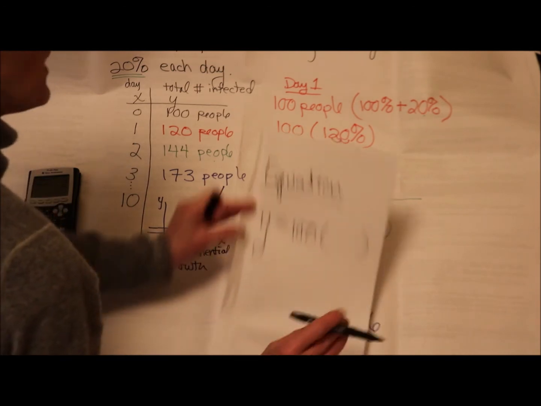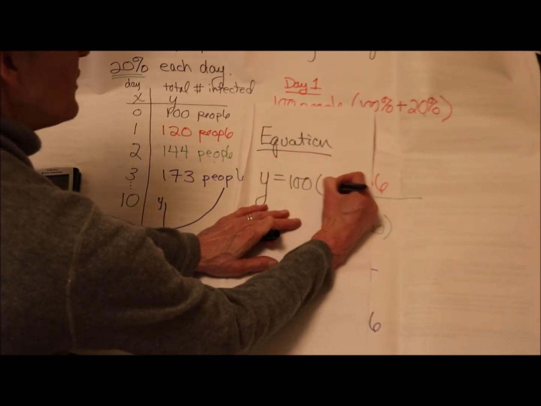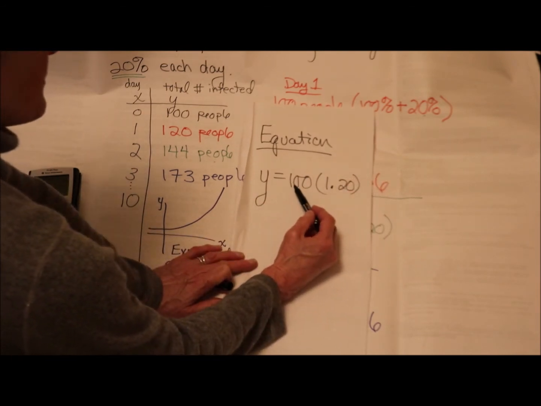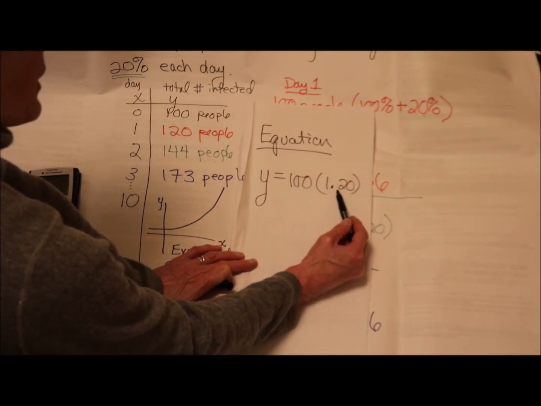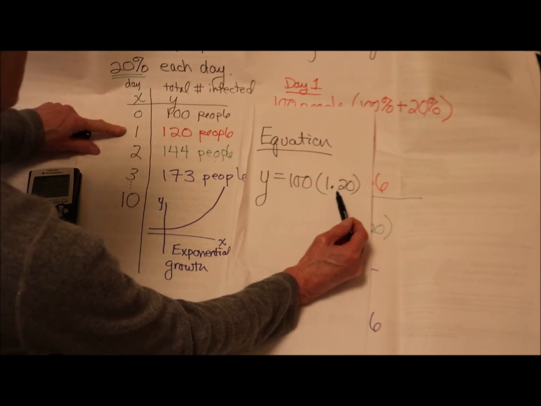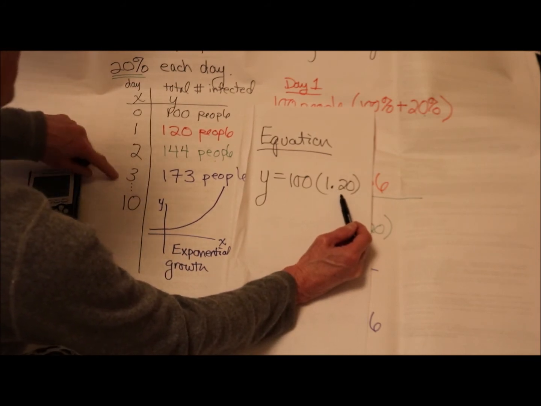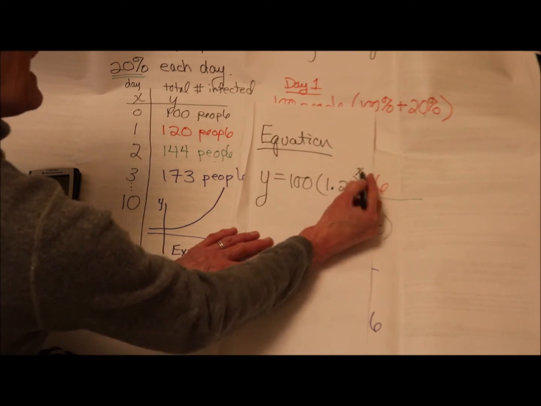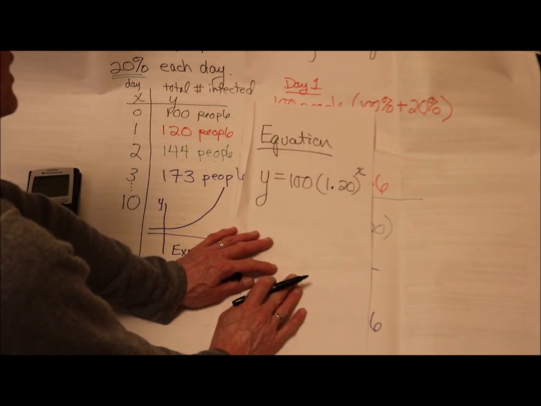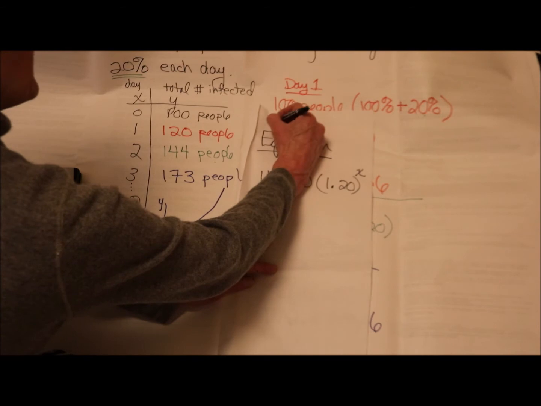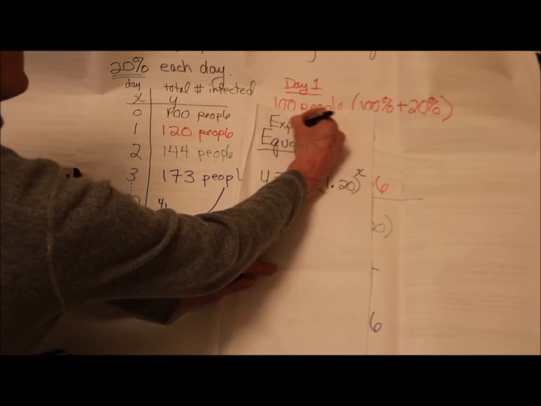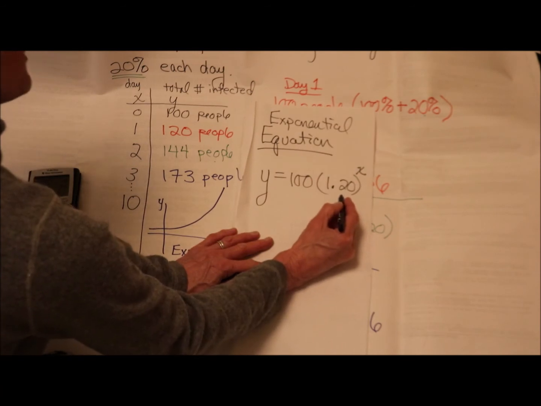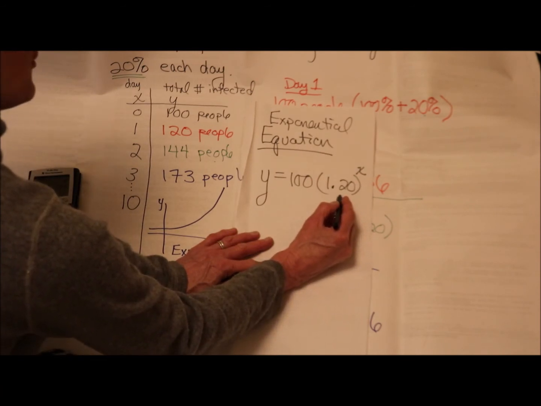Oh, I kept multiplying by 1.2 or 1.20, right? I multiplied 100 by 1.2 once for day 1, twice for day 2, 3 times. So what I'm going to do is, you guessed it, put an x up there. And this is my exponential equation that shows a 20% growth each day.